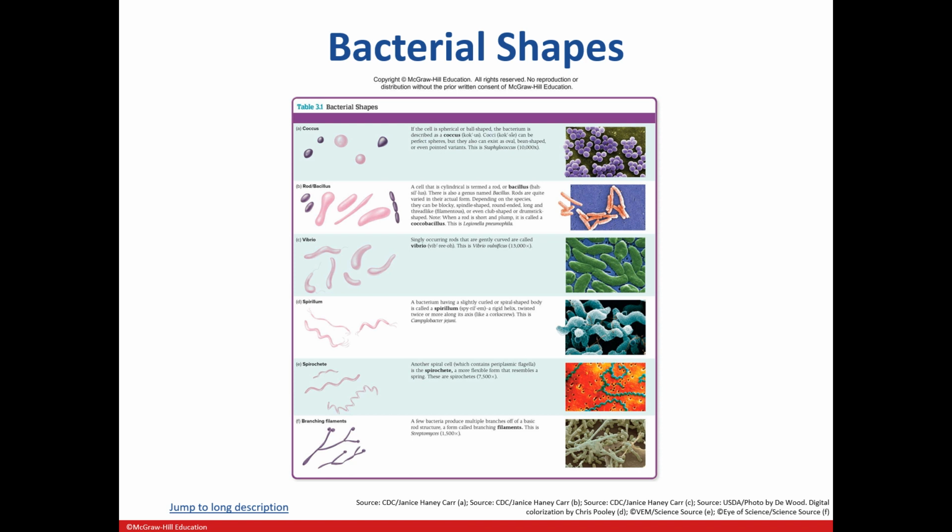There are spirillum, which are helical or curved. An example of this would be Campylobacter jejuni, which causes gastrointestinal issues. The spirochetes are spring-like, and Treponema pallidum, which causes syphilis, is an example. Last but not least, branching filaments, which resemble yeast.